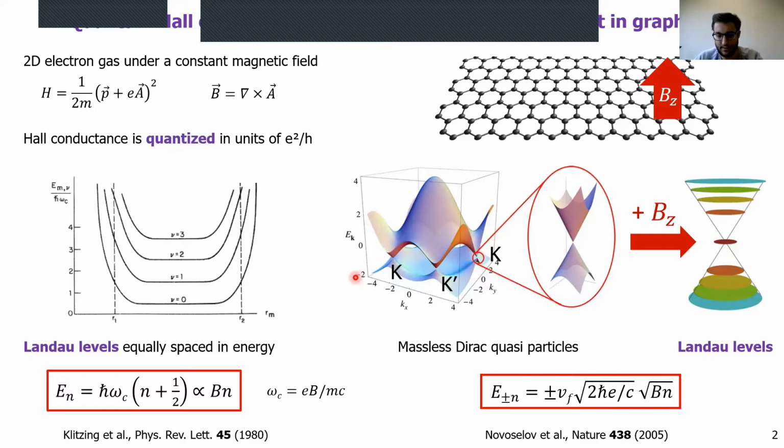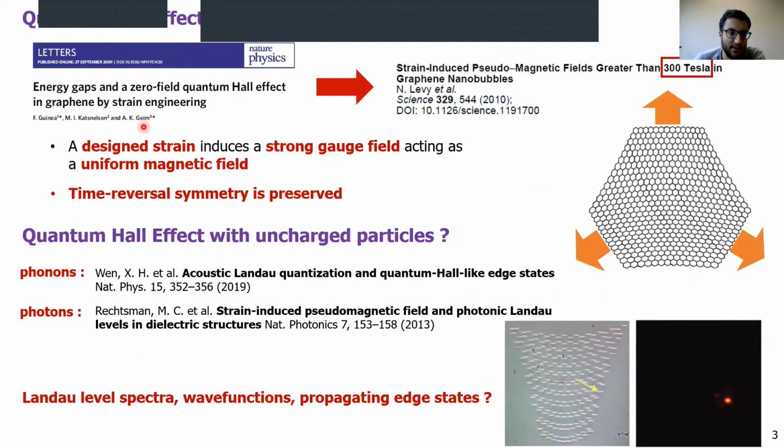So a few years later, Guinea, in this paper, proposed a way to study the quantum Hall effect in graphene without a magnetic field. He proposed to use strain like this one, which is a trigonal strain, to induce a strong gauge field acting as a uniform magnetic field. With this technique, you can reach a very high value of magnetic field, like you can see in this paper. One particularity of this synthetic magnetic field is that it doesn't break time reversal symmetry.